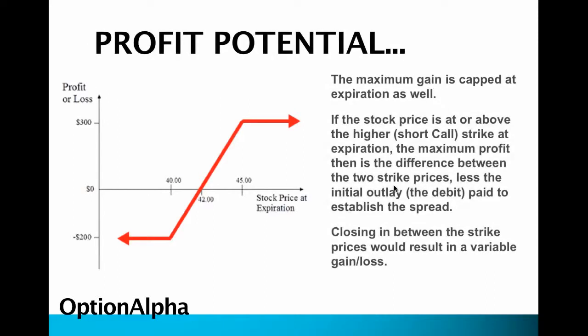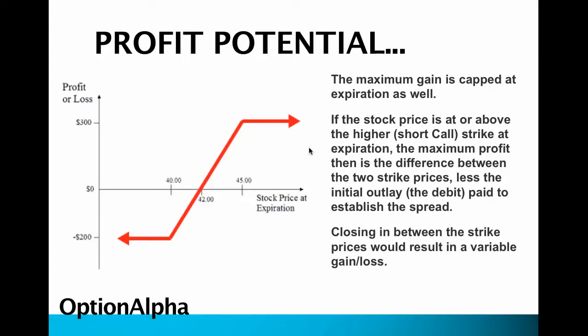So let's talk about profit potential now. Just as we have limited risk on the downside, we are also giving up some of that unlimited profit potential on the top side. So this strategy does have a capped gain. It's limited to a certain amount of gain in the underlying security.